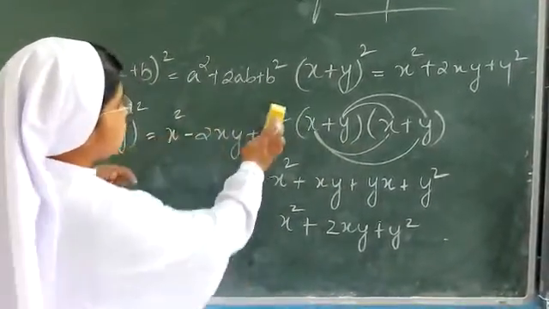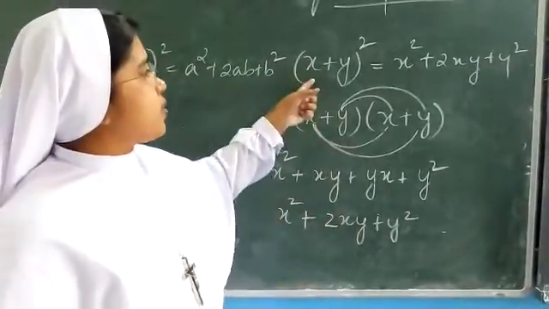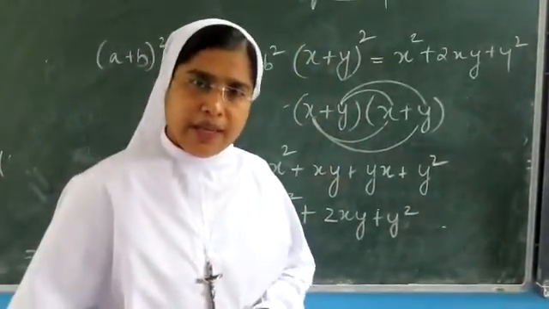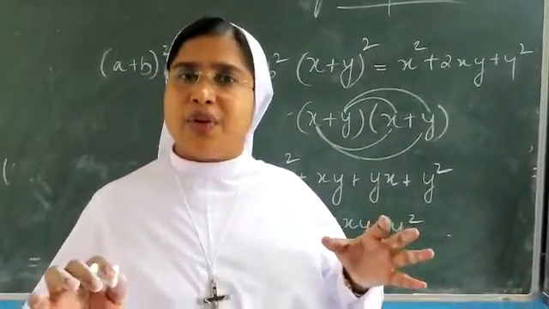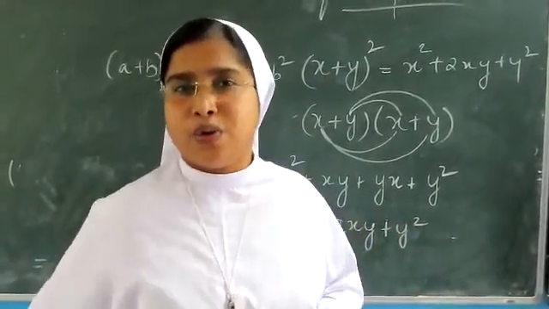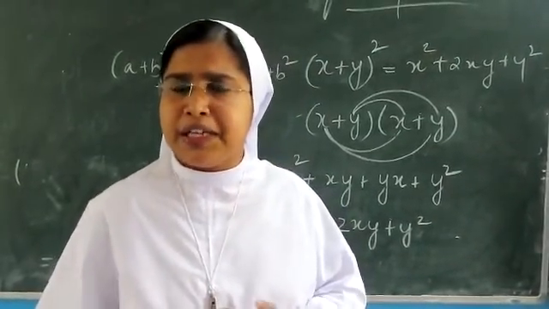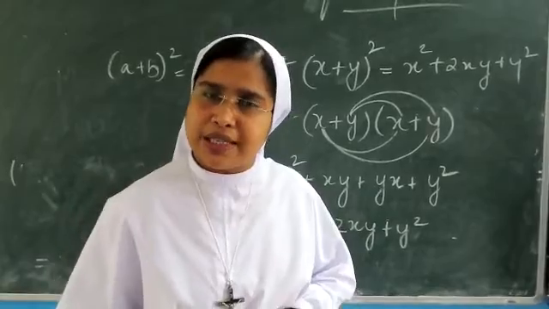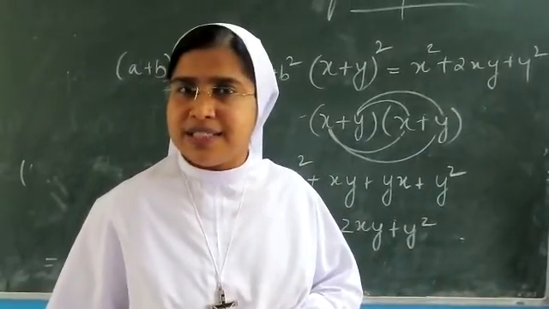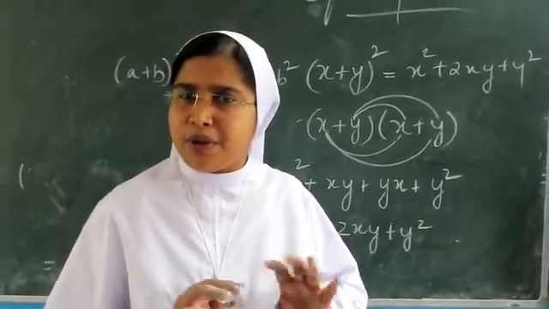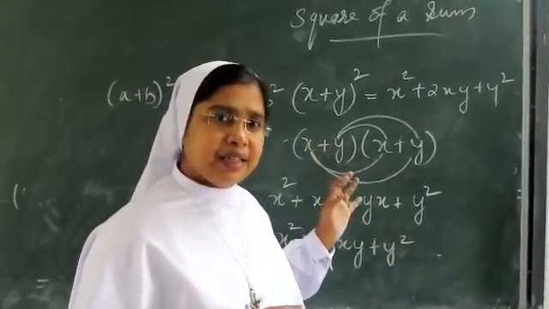Now you have to learn what is written here. x plus y the whole square is equal to x square plus 2xy plus y square. Even when you are in deep sleep, if someone calls you and asks what is x plus y the whole square, you should get up and say immediately, x plus y the whole square is equal to x square plus 2xy plus y square. Is it okay? I am not making you more confused with the problems. Please understand it clearly. Okay?